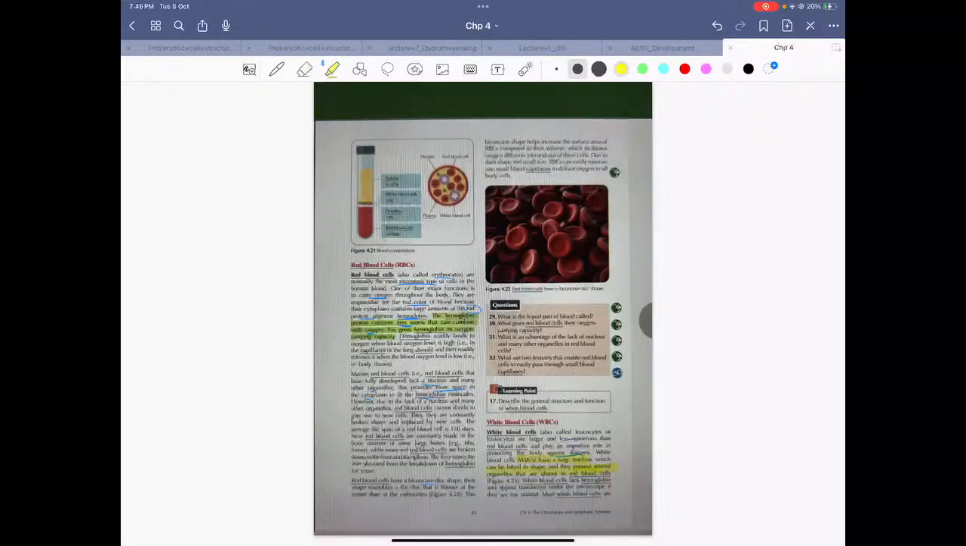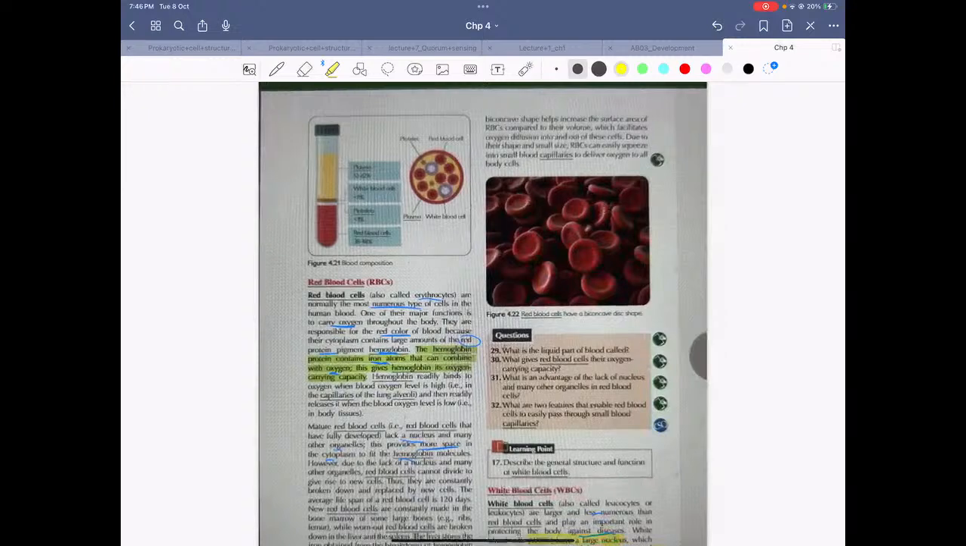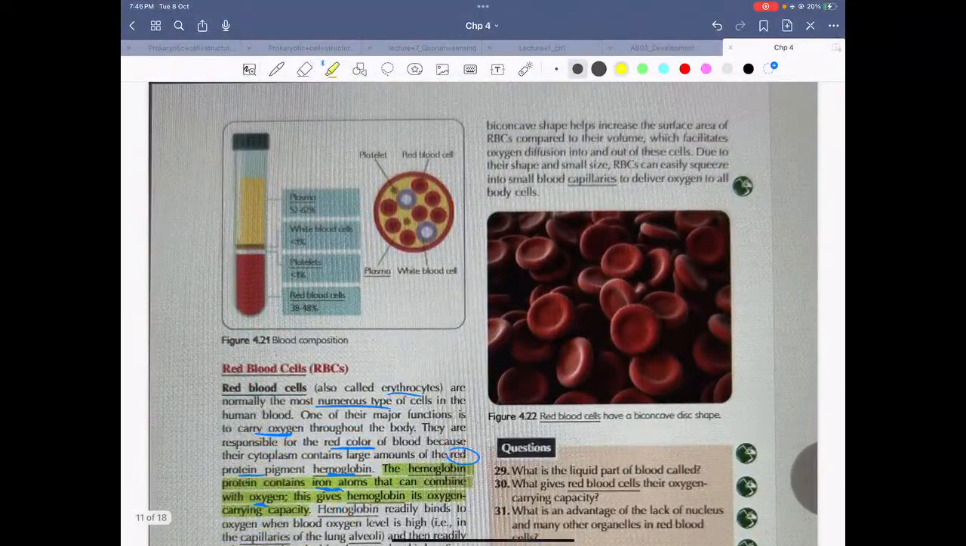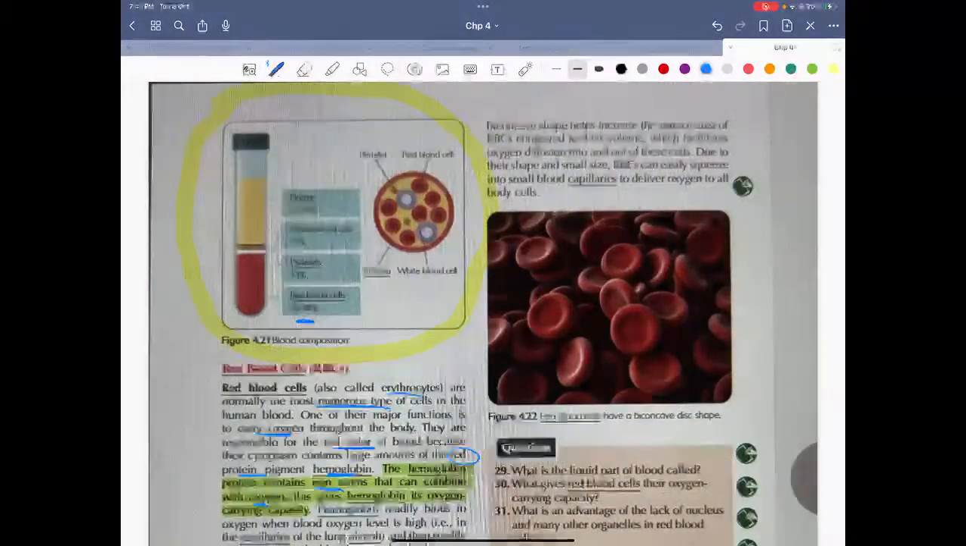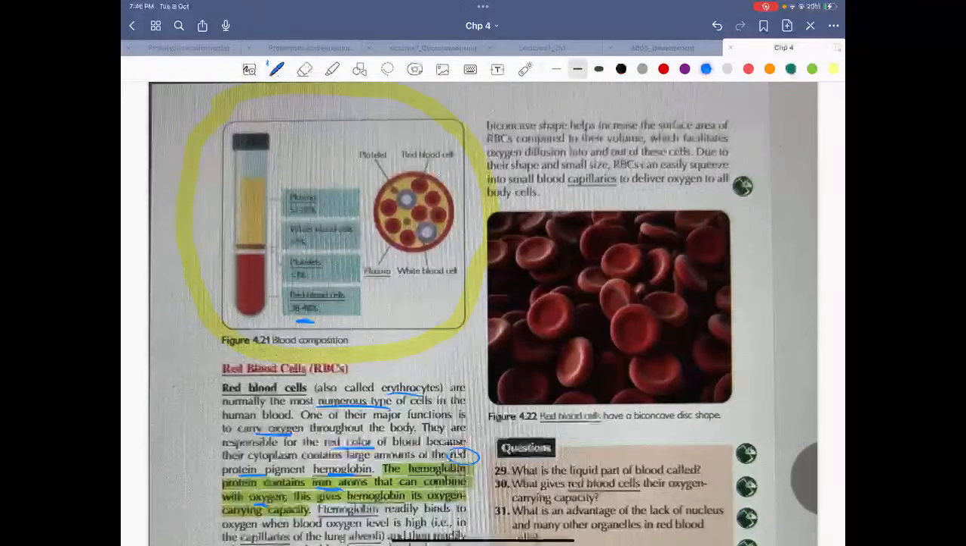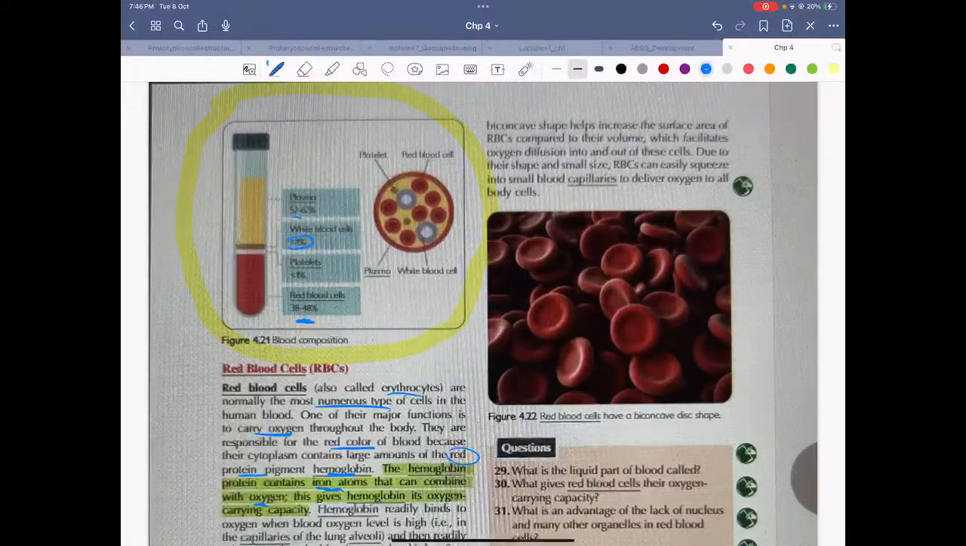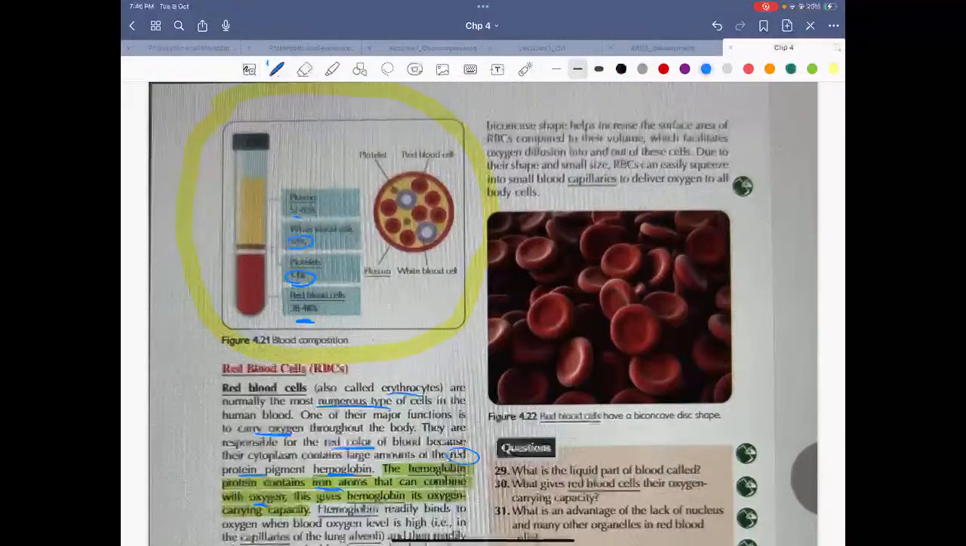Okay, wait. I need something also. Just to add, I need you guys to know this. Okay? It's not that clear here, but know the compositions. Red blood cells have a huge percentage. Plasma also plays a huge role. White blood cells, you see, they're less than 1%. Even platelets are less than 1%. Okay?